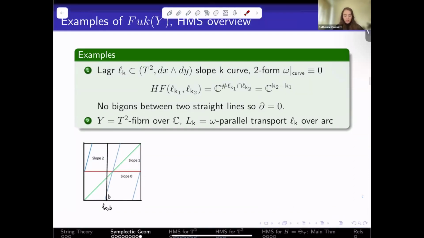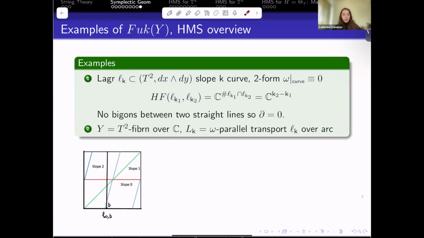Okay, so let's look at some examples of these categorical invariants. Let's take the 2-torus. We can think of it as a rectangle, quotiented by identifying opposite edges. Any integer slope curve is a Lagrangian because the symplectic form is a 2-form and a curve is 1-dimensional. So if you have some 2-form restricted to something 1-dimensional, you're going to get 0.